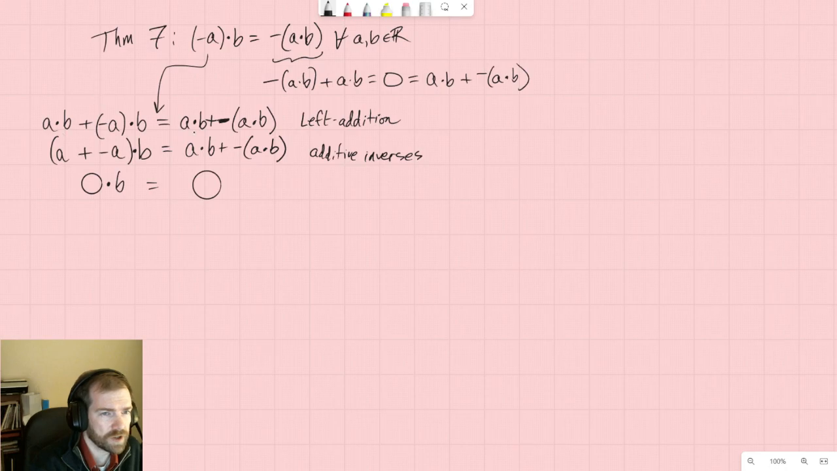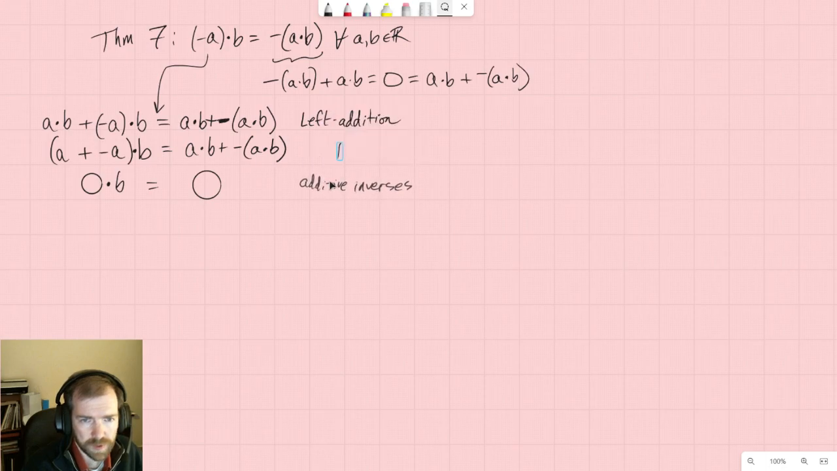Okay, so left addition to both sides. Use the idea for additive inverses. Wait, hang on. That belongs in the next line. Oops. Just leaving pieces behind, it's fine. Oh, come on.